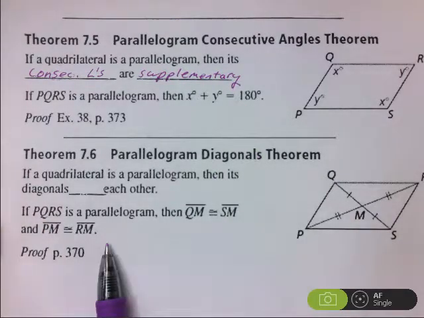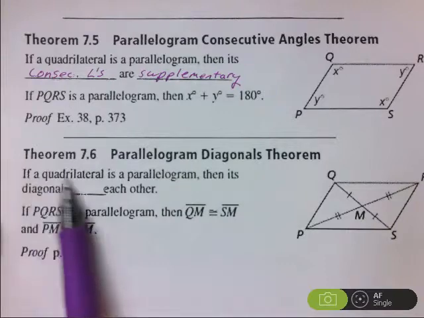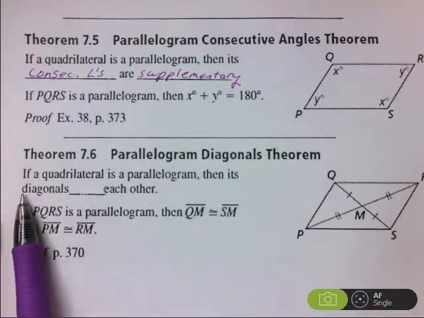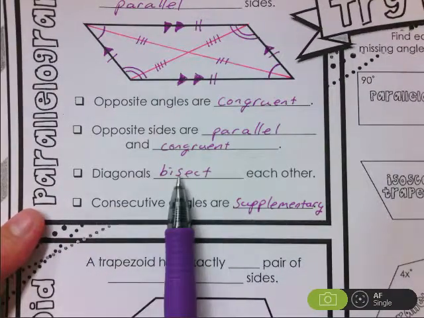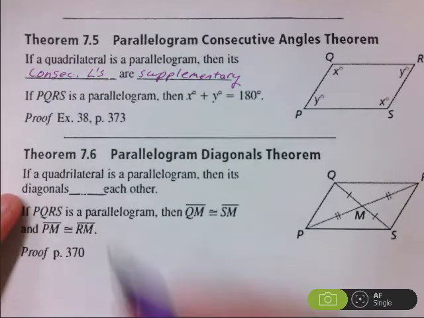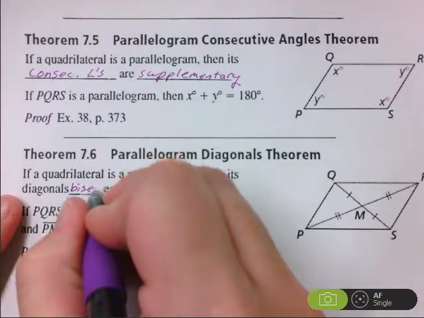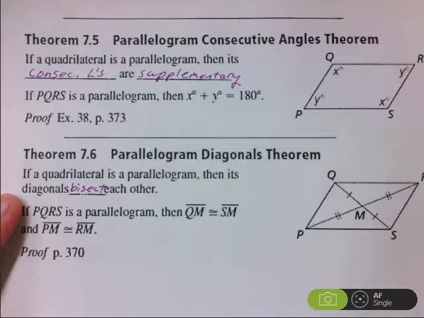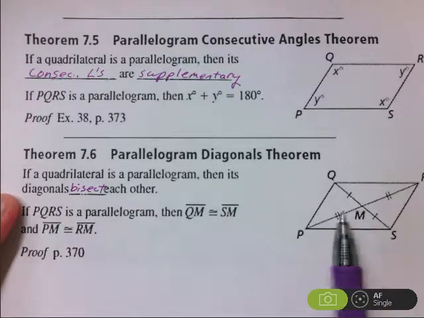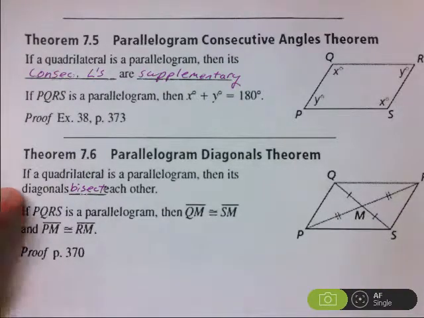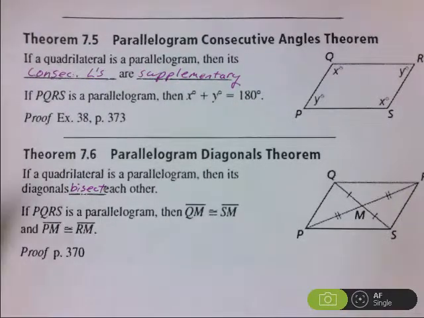Okay, and then the last one, dealing with diagonals. If a quadrilateral is a parallelogram, then its diagonals do what? What did those diagonals do? So let's look over here. The diagonals bisect each other. So they bisect each other. Okay, and then we've got a marked on here. QM and MS are congruent. PM and MR are also congruent. Okay, because remember, bisecting means it cuts it into two equal parts. So they are congruent. And again, this goes on page 55 in your notebook. So these are our theorems.